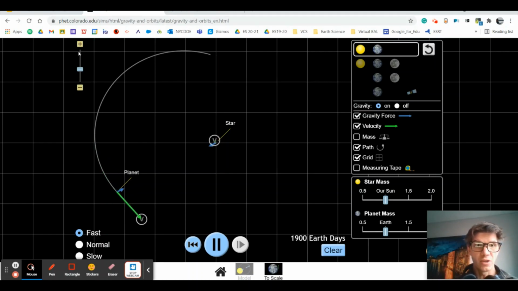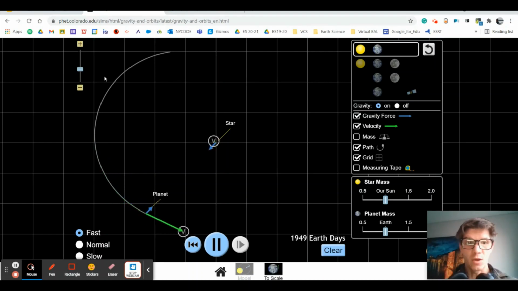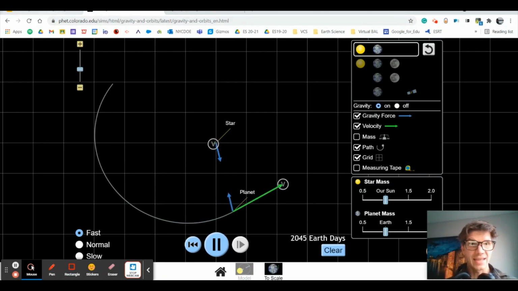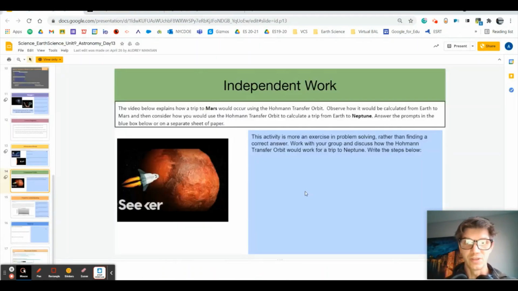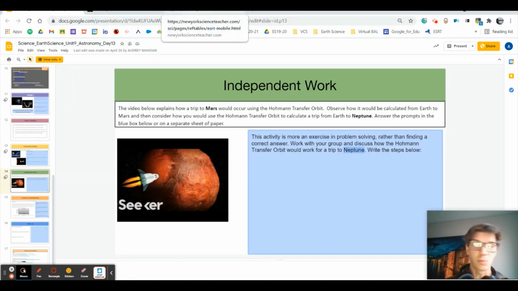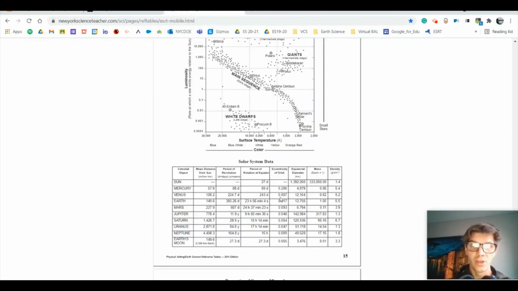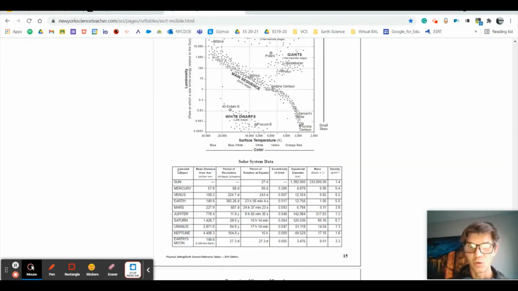So the video that you watched in today's lesson talks about meeting up with Mars, and the task in the PowerPoint asks you to devise a plan to use this transfer orbit method in a trip to Neptune. So a couple resources that are available to you. You have your ESRT that gives you all of the data about period of revolution and distance from the sun, which would come in handy.